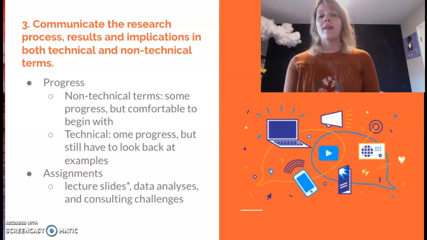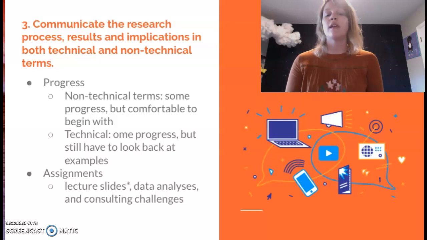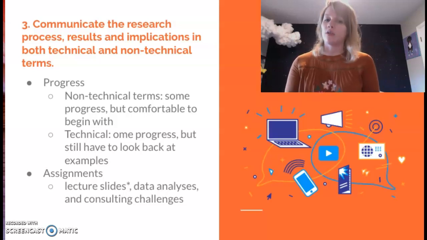The examples of technical write-ups in the lecture slides, and having to apply those in the data analyses and consulting challenges, really helped me gain more skill in communicating implications in technical terms.